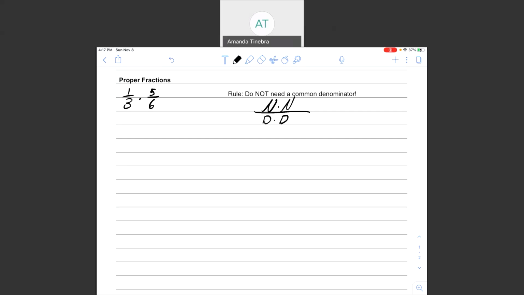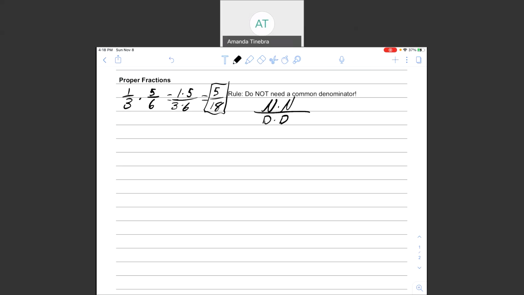So the numerator times the numerator, in this case, that's 1 times 5. On the bottom, we'll do 3 times 6. That leaves us with the fraction. 1 times 5 is 5. 3 times 6 is 18. And so our answer is 5/18. That's it. That's all you have to do. Top times top, bottom times bottom. Okay? Again, there's a few things that can happen with this. I'm going to show you a couple of those things right now.